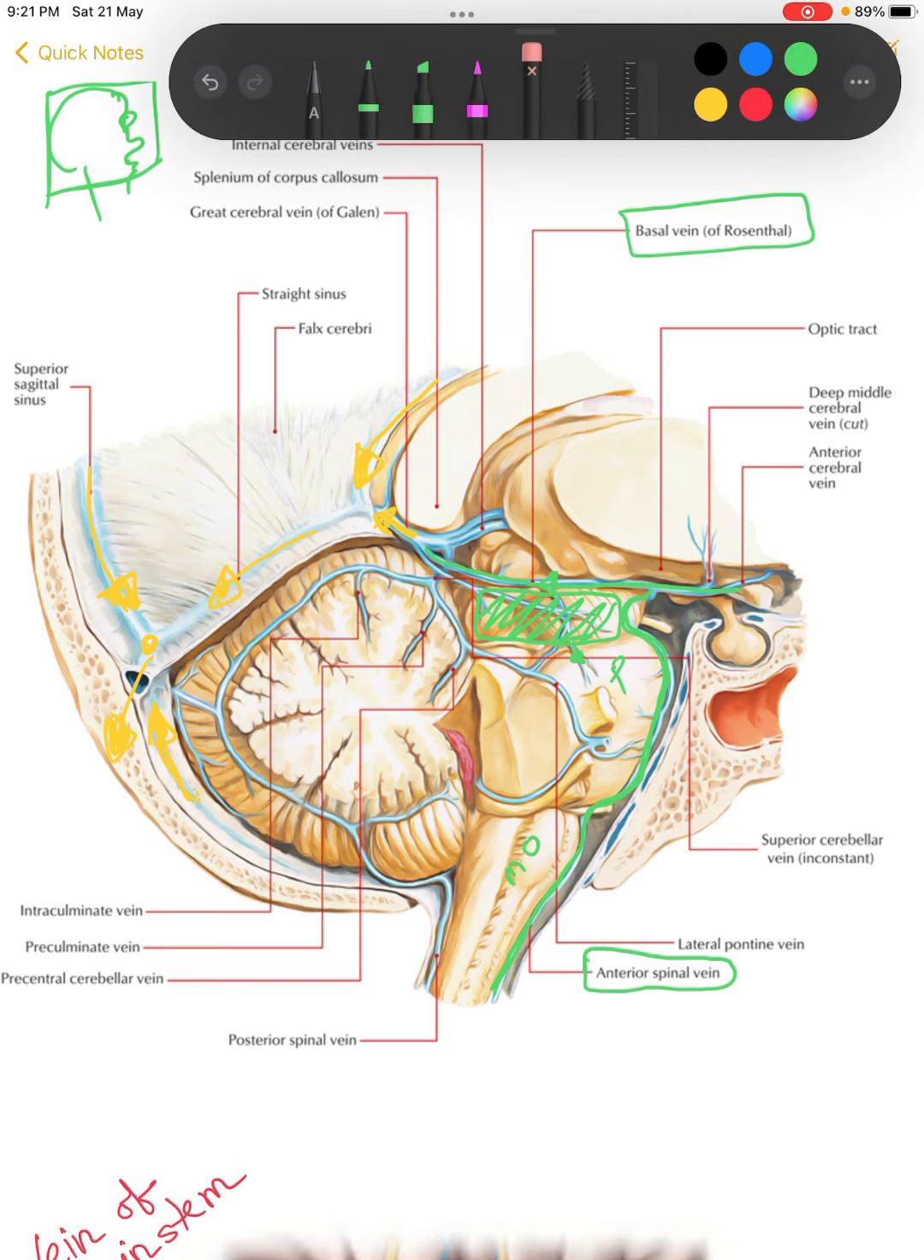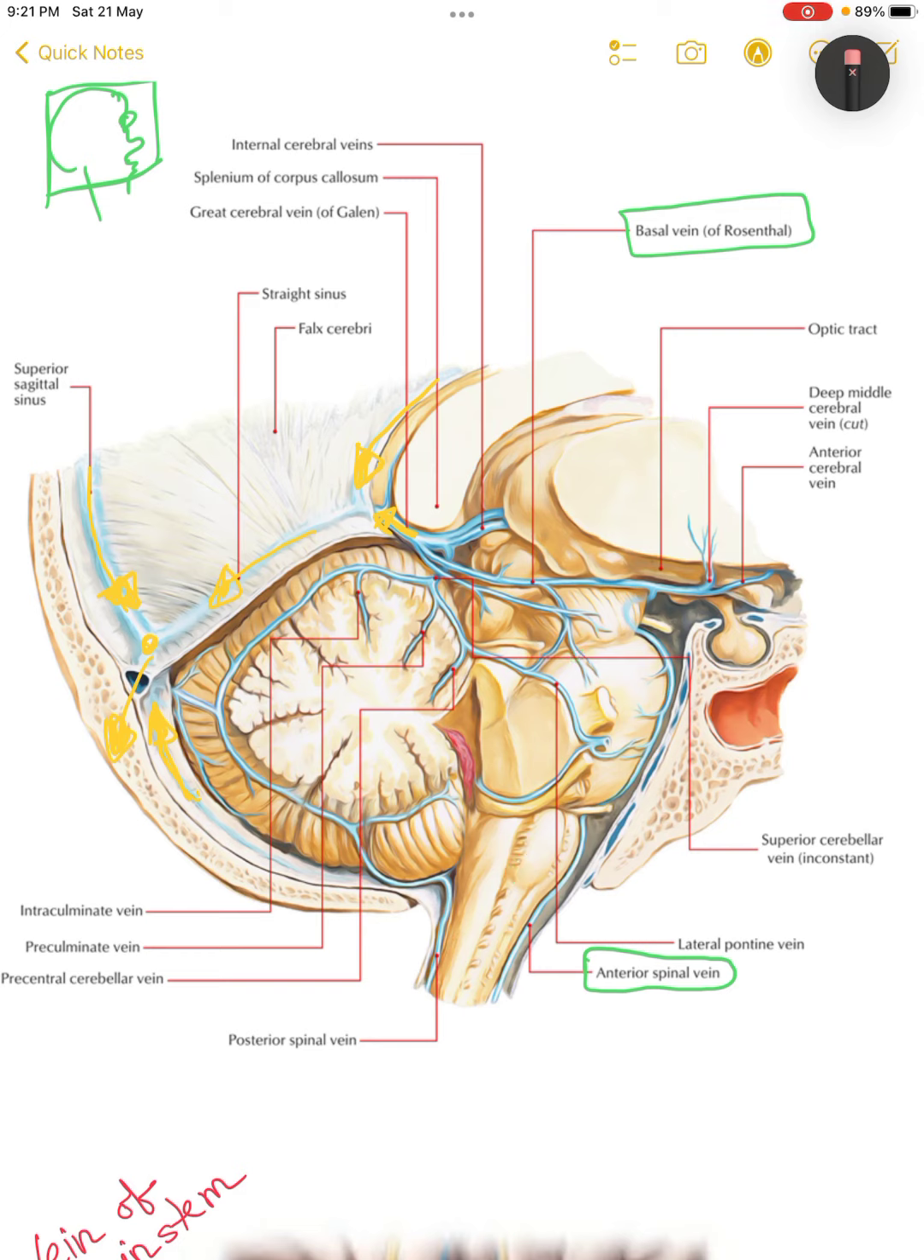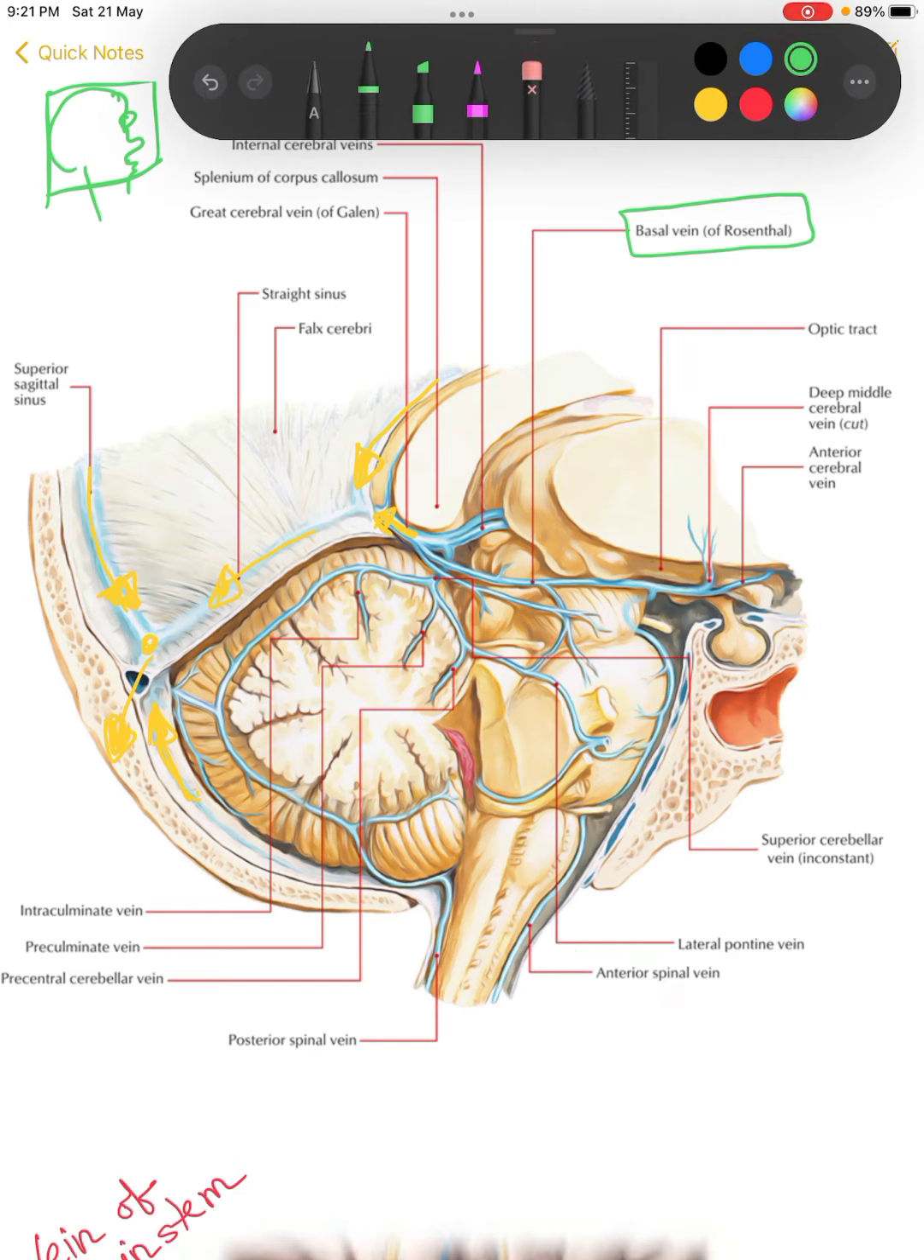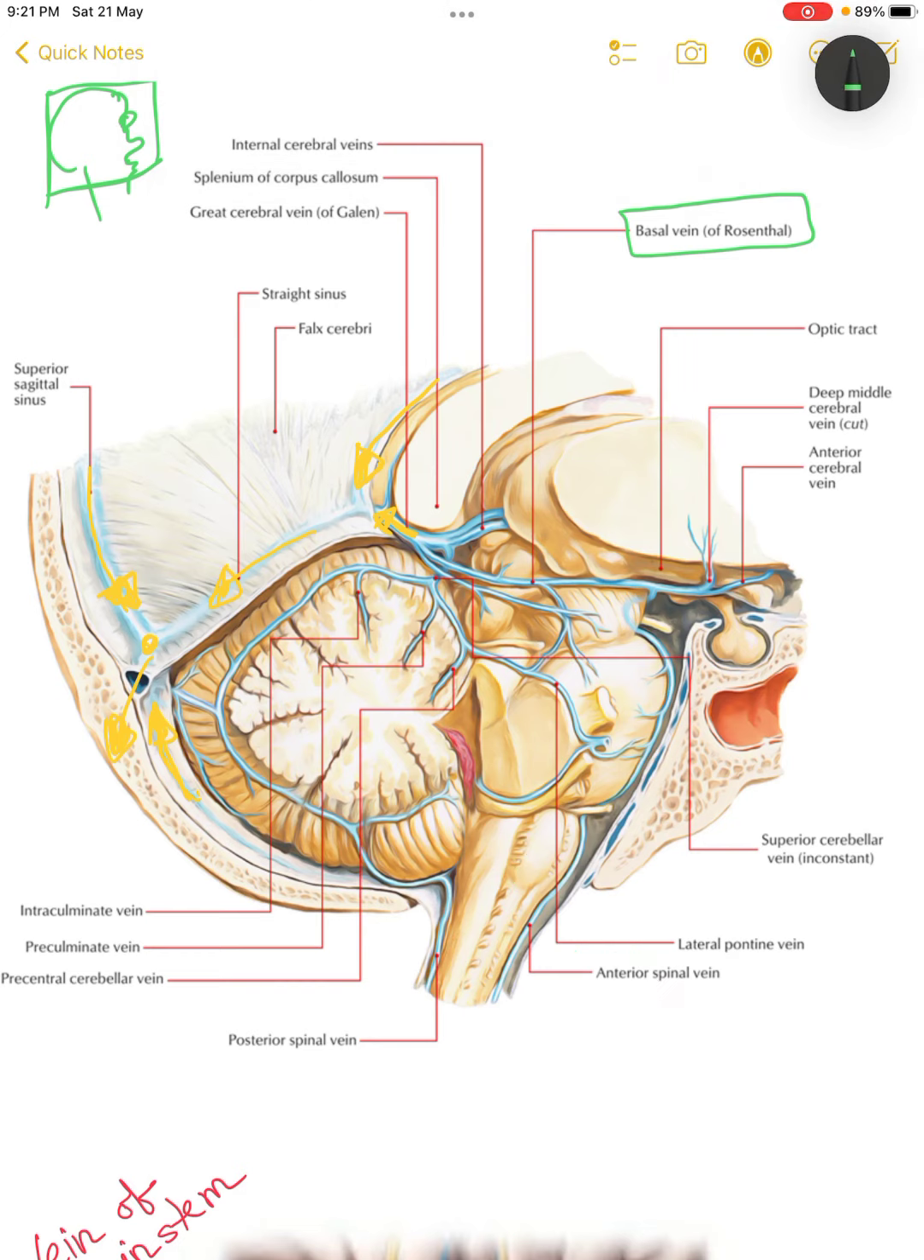Now, if you are done with this one, let's focus on our internal cerebral veins. If this is the internal cerebral vein, it is doing nothing, just moving forward like this. It's doing nothing with the cerebellum and midbrain. It's just going to the deep part.